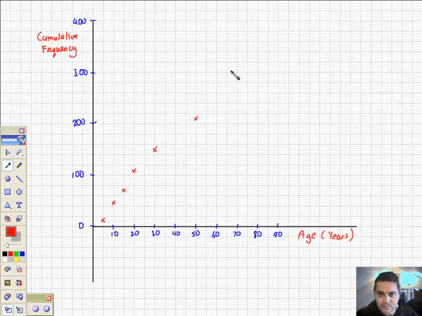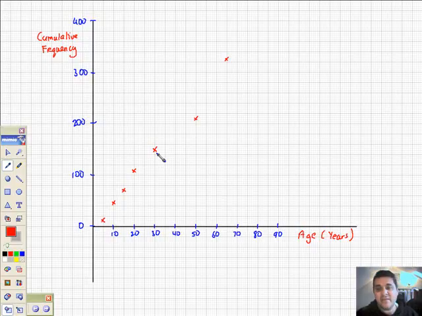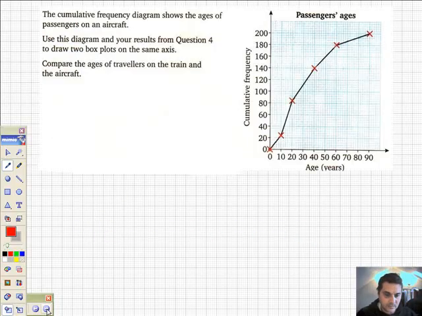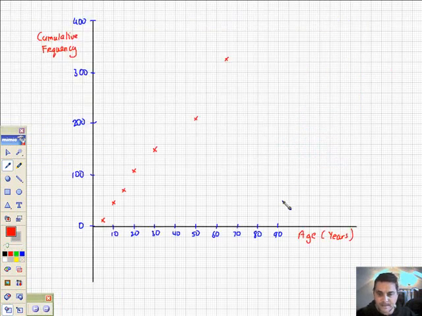65, 320, 340, 330, 324 is going to be approximately there. And next question. 90 and 400. That's going to be the easiest point to plot. So 90 and 400. Let's see how it goes there. I make it that. I like that.